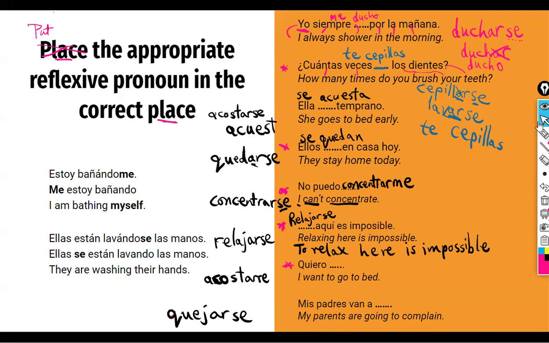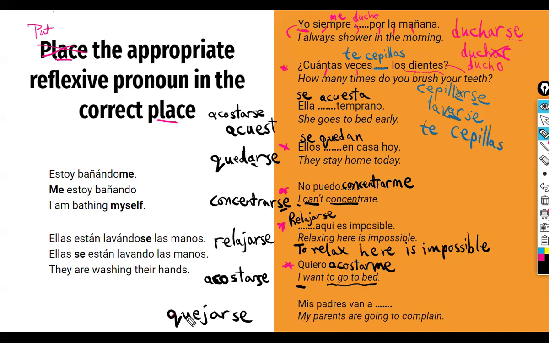All right, two more. I want to go to bed. So you'll notice that to go to bed is in the infinitive form because to do something is always translated as the infinitive form. So the infinitive is acostar. And since it's I, what pronoun do we use? Me, right? Acostarme, right?